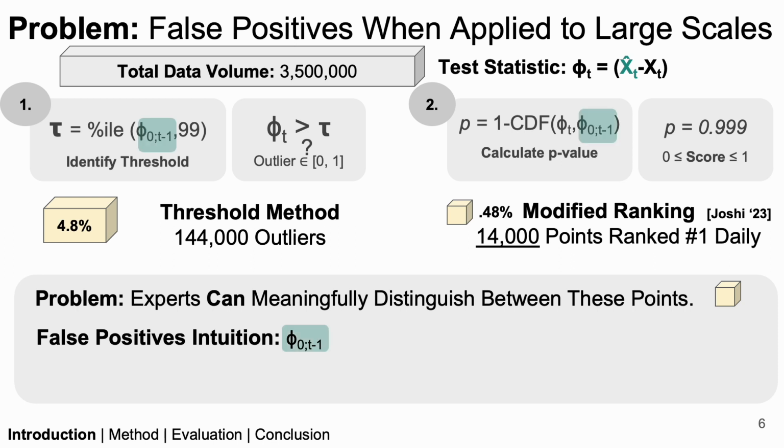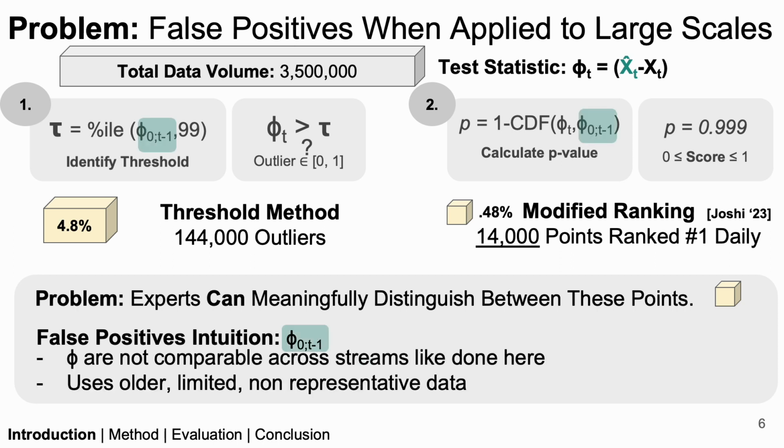It's because the historical test statistic distribution is not meant to be used in this way. We shouldn't be comparing the test statistics across different data streams and using those to rank outliers. And we also shouldn't be using older, limited, and non-representative data for this historical test statistic distribution.